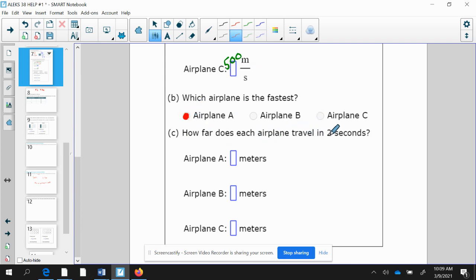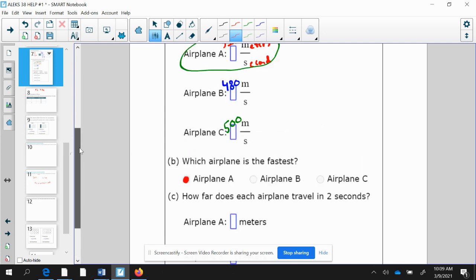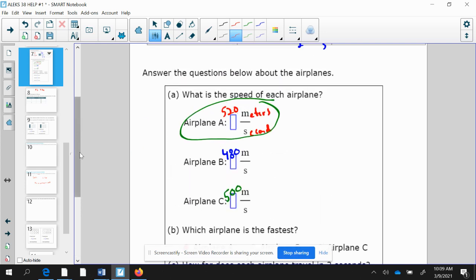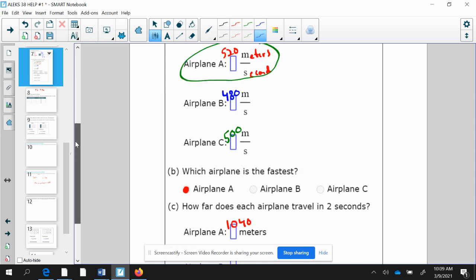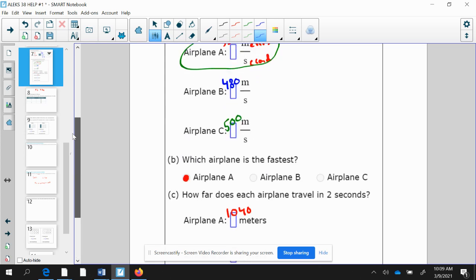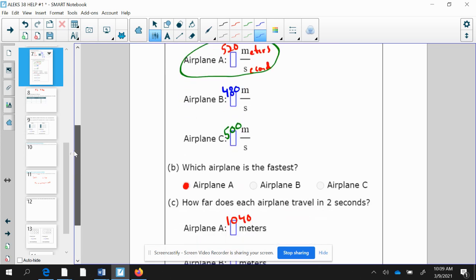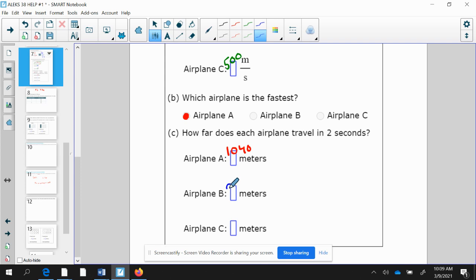How far does each airplane travel in 2 seconds? Well, if 1 second is 520, 2 seconds would be twice that, which is 1040. 480 times 2 would be 960. And 500 times 2 is pretty simple, it would be 1,000.